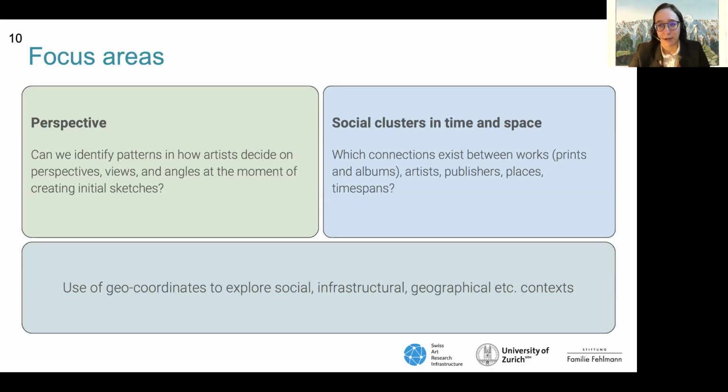When we widen our focus to include the people connected to certain places, we are also interested in the connections between a depicted place, the viewpoints, and the social context of where and when the prints have been produced, such as place-bound artists, publisher networks. By using geo-coordinates, we hope to explore social, infrastructural, geographical contexts visible at and changing over time.